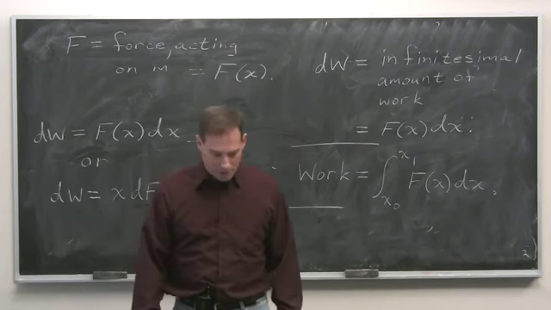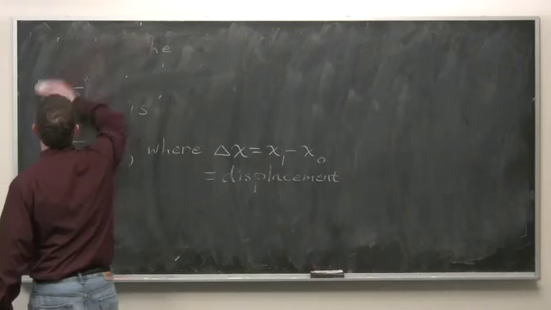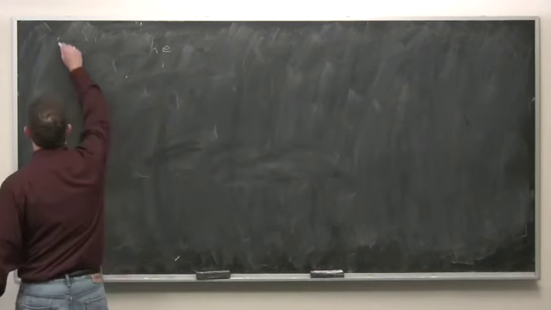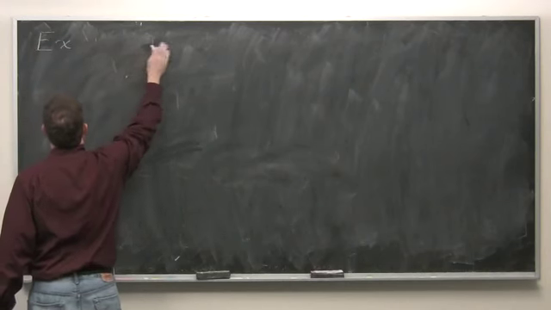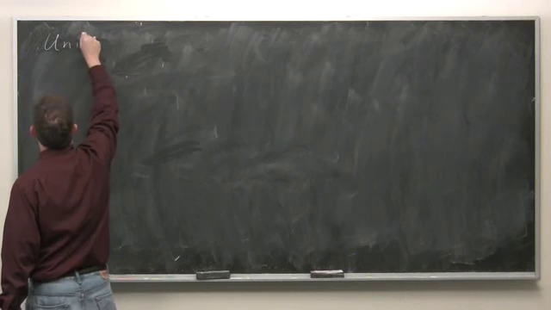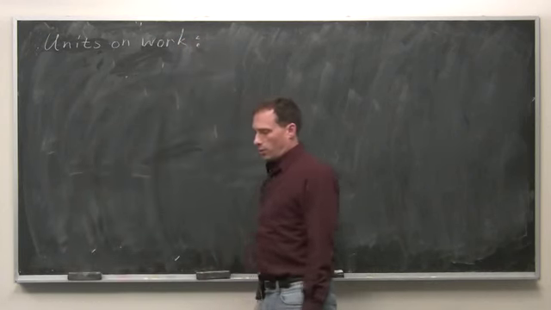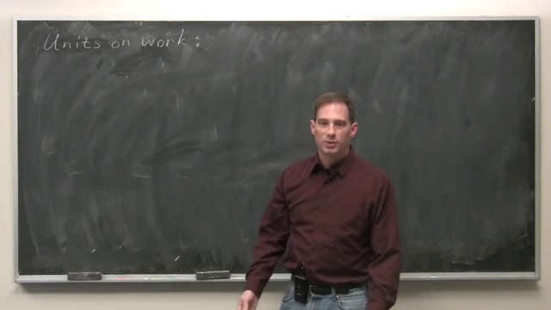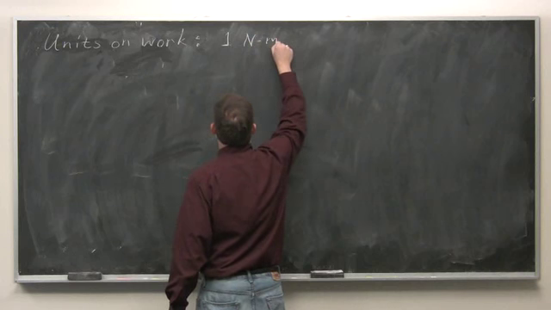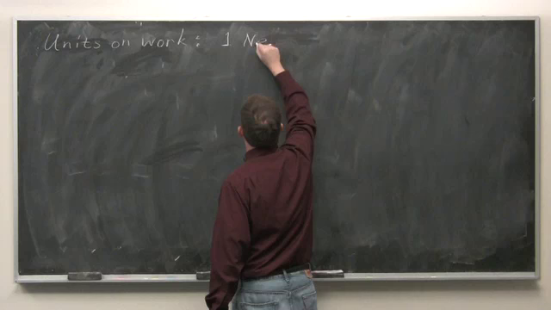What's a typical problem? There's some numbers I want to use, a specific example. So I should talk about the units of work maybe before I do an example. The units on work. Well, it's force times distance units. So in the metric system, you would have 1 Newton meter, not Newton per meter, Newton times meter. Force times distance.